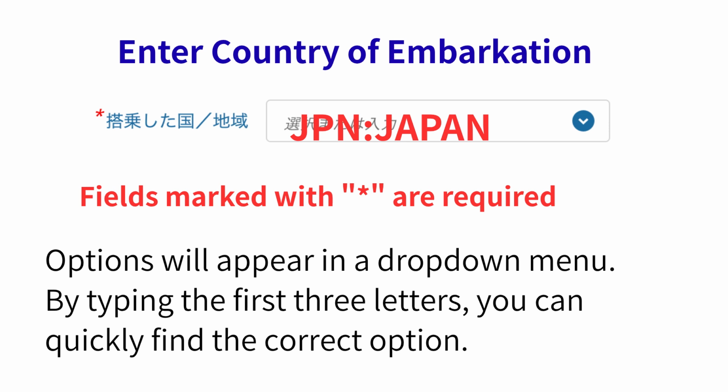If you are departing from Japan, enter JPN, Japan. A drop-down menu will appear. Typing the first 3 letters will help you quickly find and select the correct option. Fields marked with an asterisk are mandatory, so be sure to fill them in.